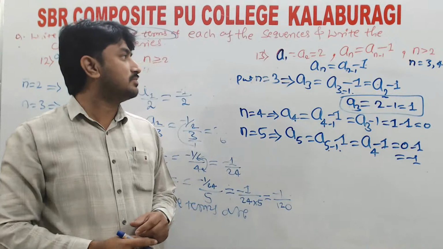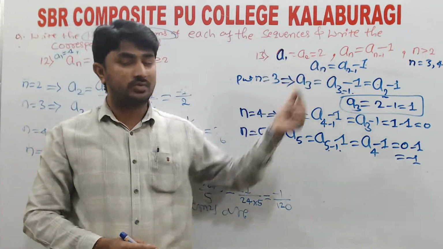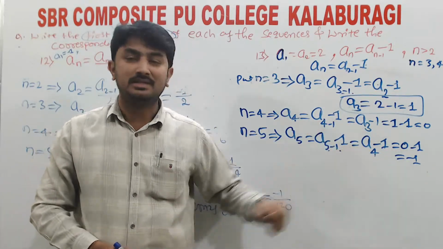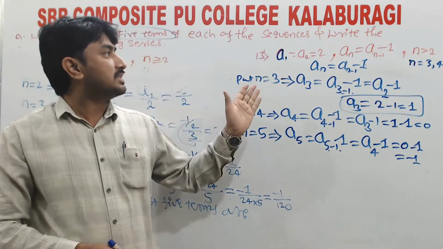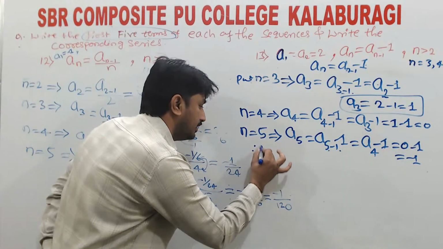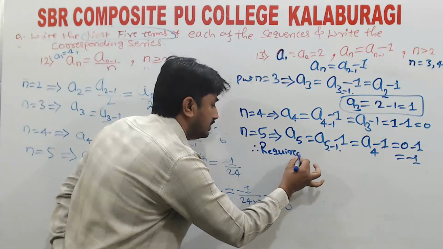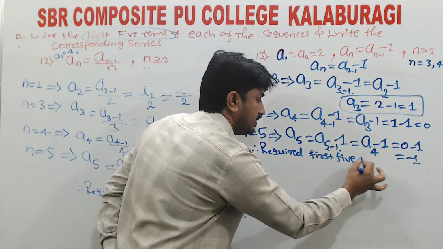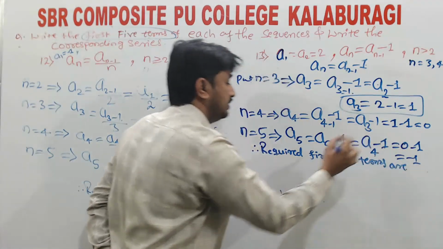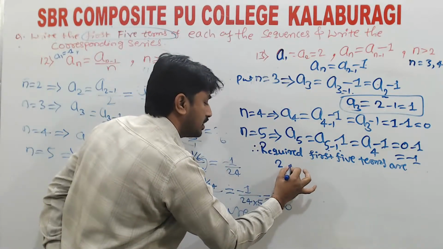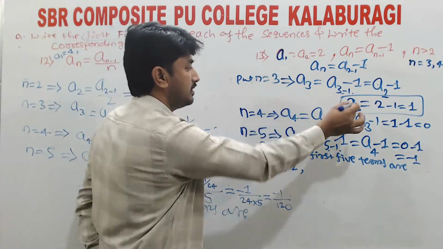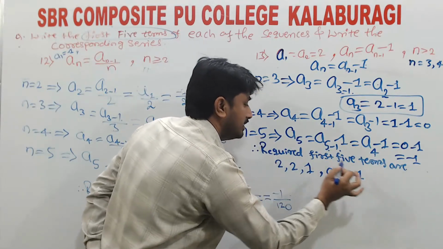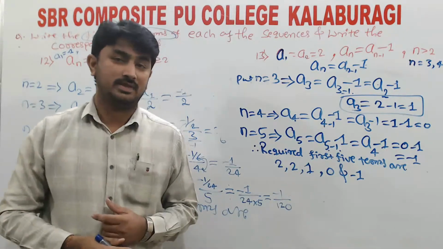Hence, our required terms are, the already known values a1 and a2 equal to 2, and the third term is 1, the fourth term is 0, and the fifth term is minus 1. I will write it as a sequence as well as a series here. Therefore, the required first five terms are 2, 2, 1, 0, and minus 1 of the sequence.